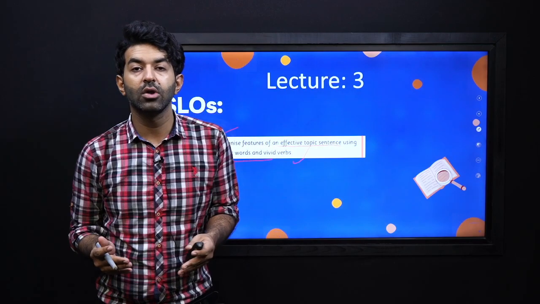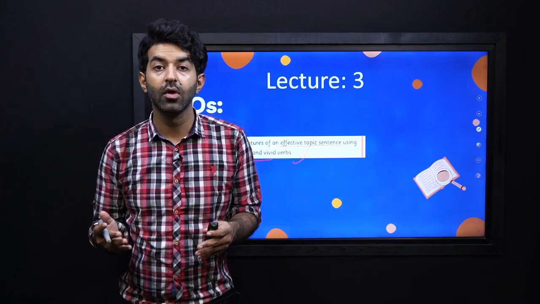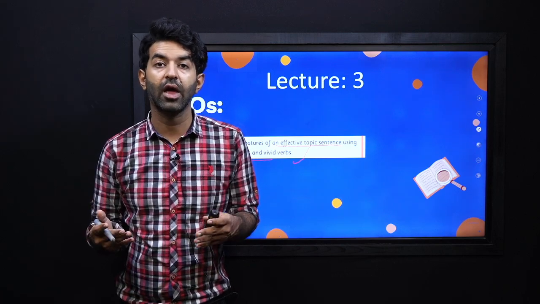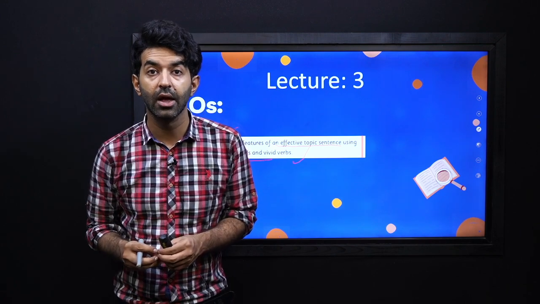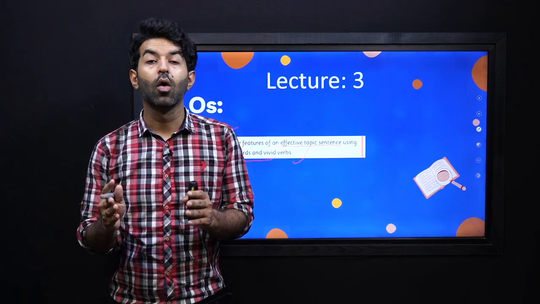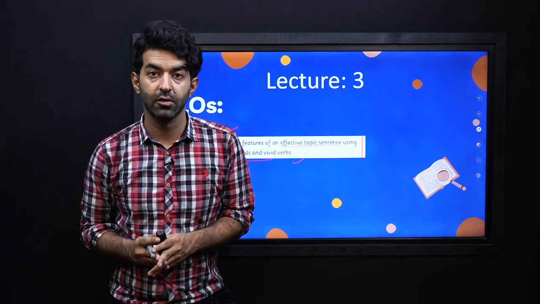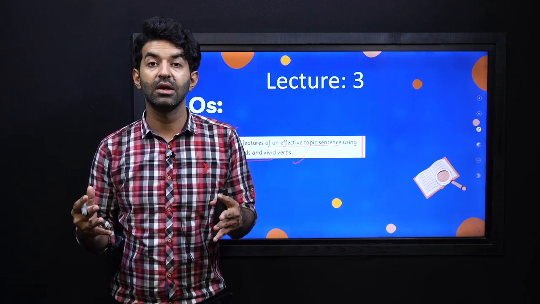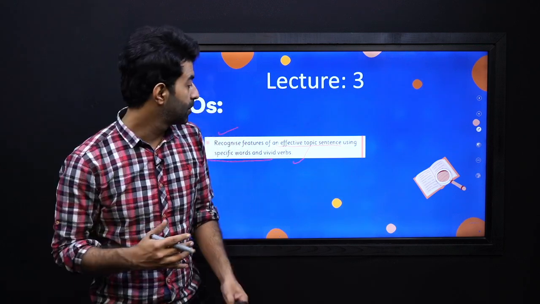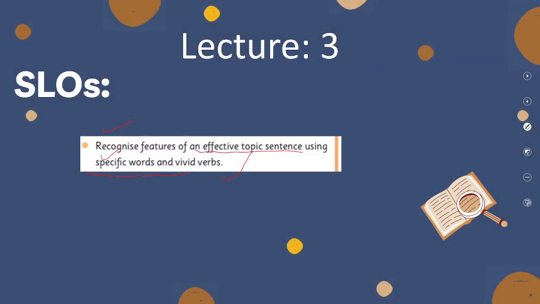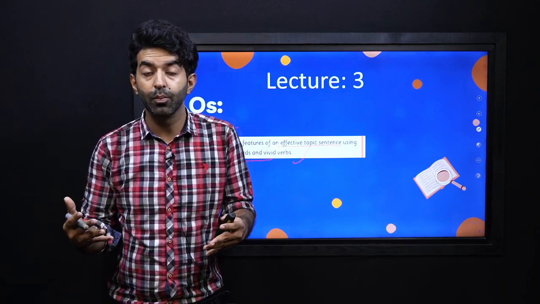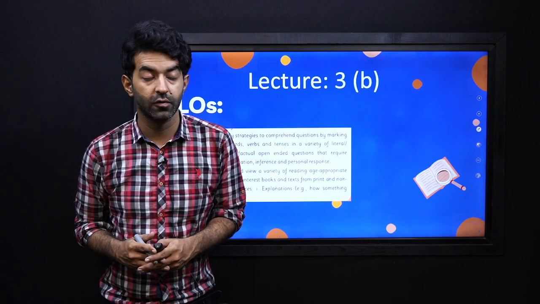When we are talking about any kind of paragraph, we have three things: the topic sentence, the supporting details, and lastly, the conclusion, which is at the end. Now, we are talking about the topic sentence. How do we make a good topic sentence, the very first sentence, to make it engaging and captivating? We will use specific words and also vivid verbs, and with that help, we can make a very good topic sentence.